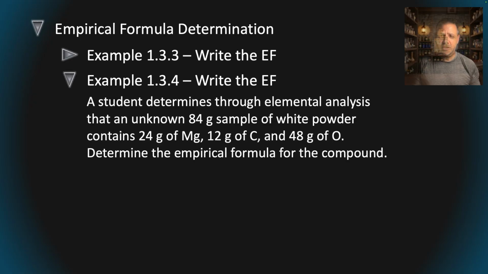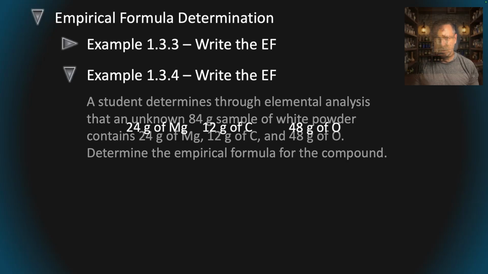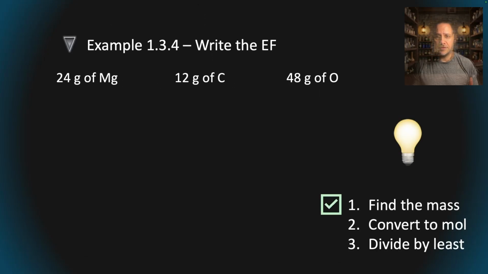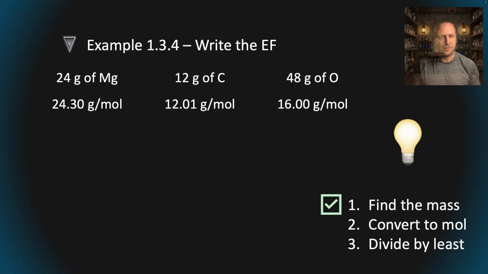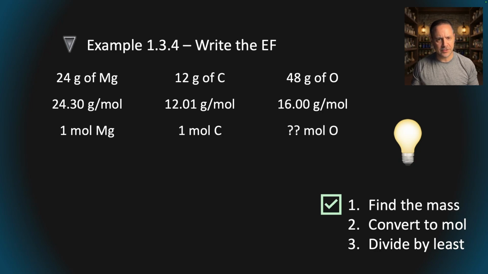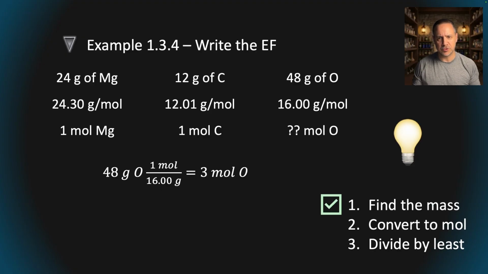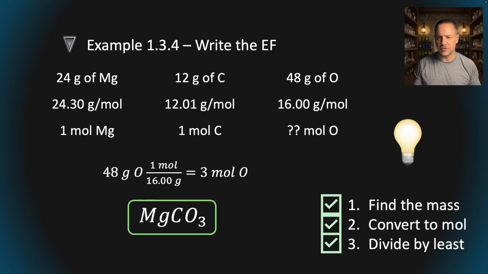I'm given the mass of each element in the sample, so let's just pull those numbers. That's step 1. I need the molar masses to convert to moles. Wait, the mass of magnesium and carbon in the sample are really close to their molar masses. That means I have 1 mole of each of those. What about the oxygen? If you don't see it, set up the dimensional analysis, and you'll recognize there's 3 moles of oxygen. This one gave me a clean ratio. I don't even need to do step 3. I can write the formula as MgCO3, my 1 to 1 to 3 ratio.